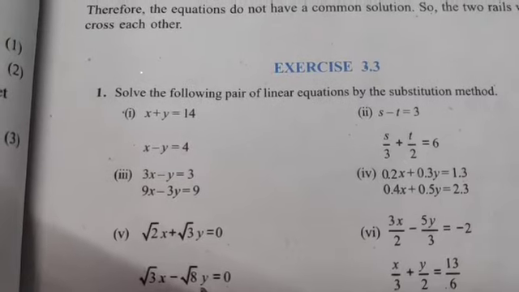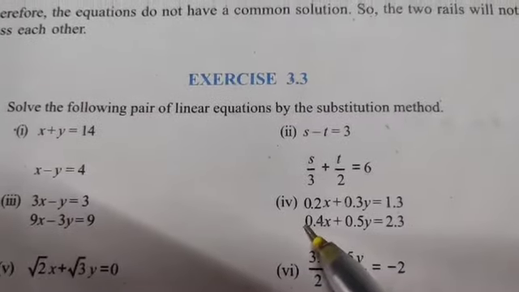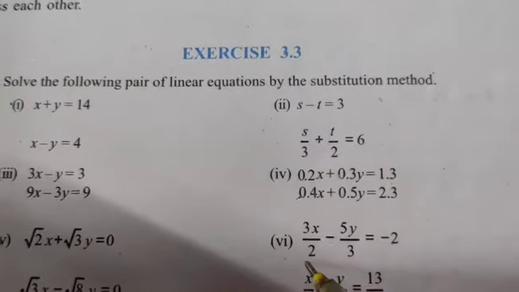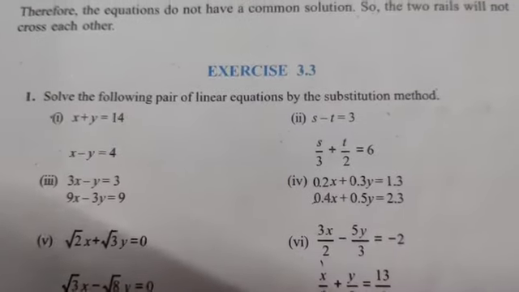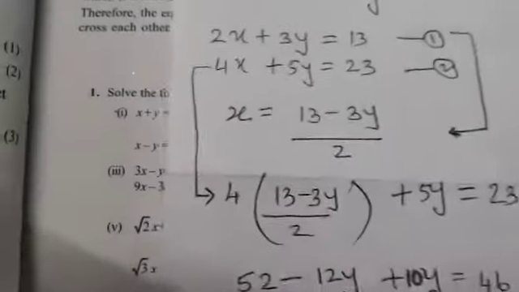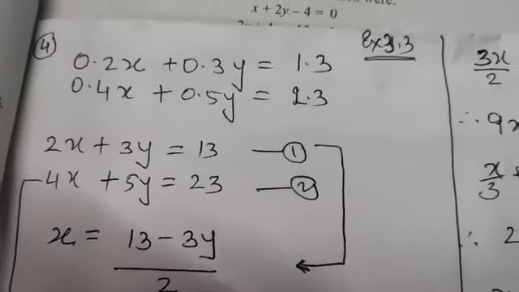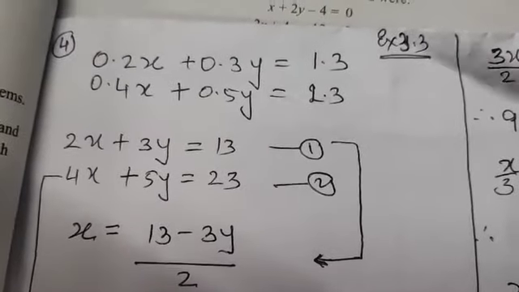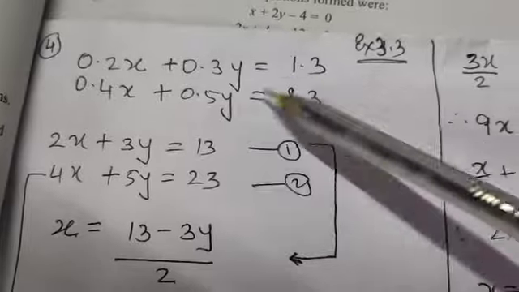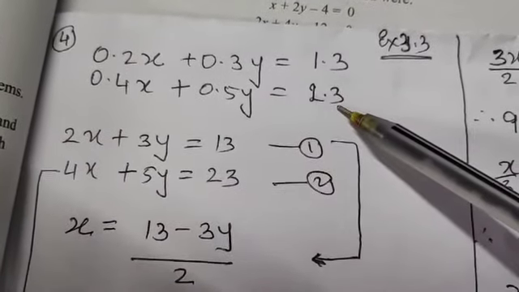Today I am going to take up two more sums. One is number 4, which is in decimal, and the next one is a fractional one. Okay, so let us understand how the sum is to be solved. First we take up the fourth one. 0.2x plus 0.3y is 1.3. 0.4x plus 0.5y is 2.3.